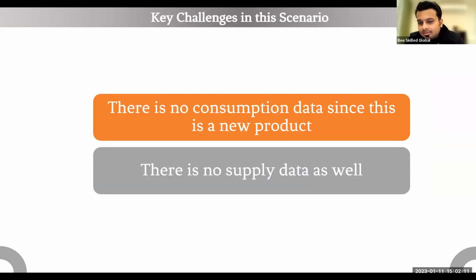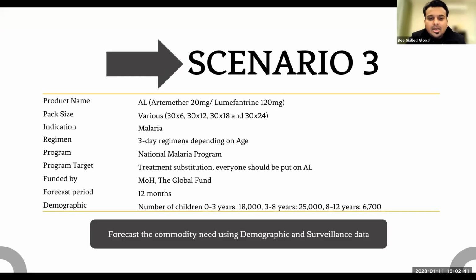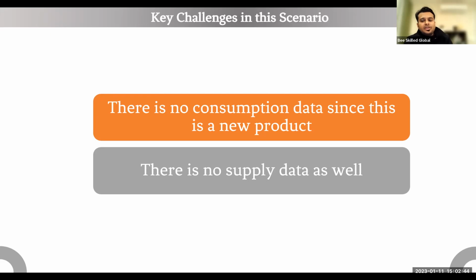Now, the scenario that we went through had two key challenges. There was no consumption data and no supply data, because it was a new program and new product. So whenever you're faced with these challenges, when you don't have consumption data, you can refer back to the service data and then utilize the treatment regimen, or couple years of protection factor if it is a family planning program, to calculate your forecasts.